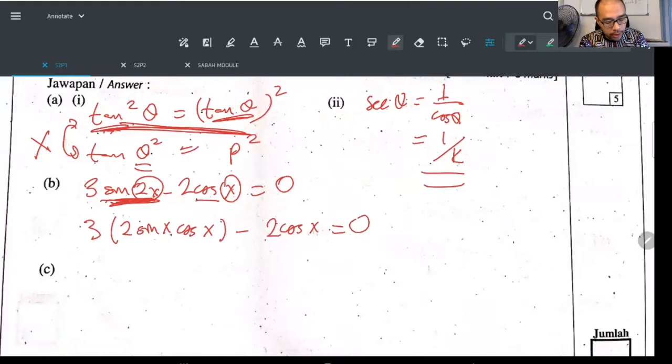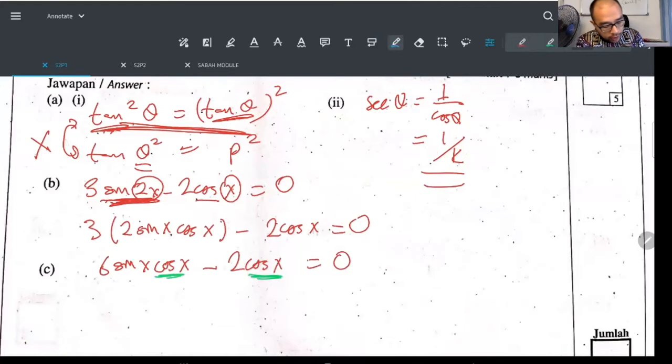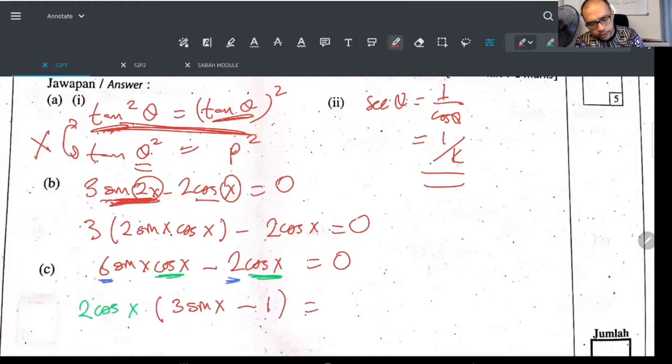When you multiply it in, you get 6 sine x cos x minus 2 cos x equals 0. Now, answering this always takes a little bit of experience. But when you look at it, you will see that you can actually factorize this. What you will get is 2 cos x, and then inside here will be 3 sine x minus 1 equals 0.